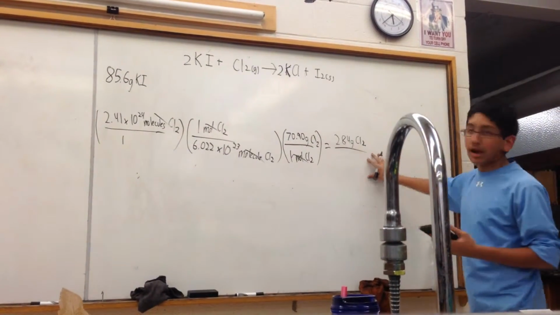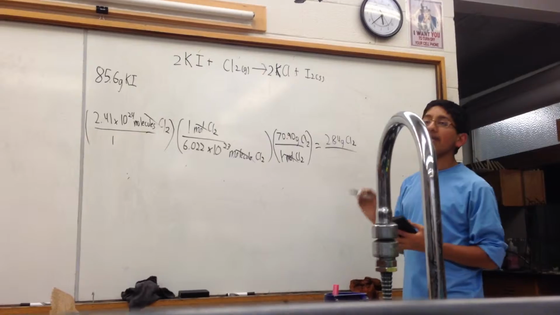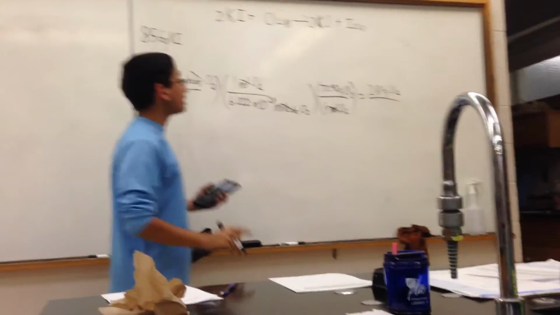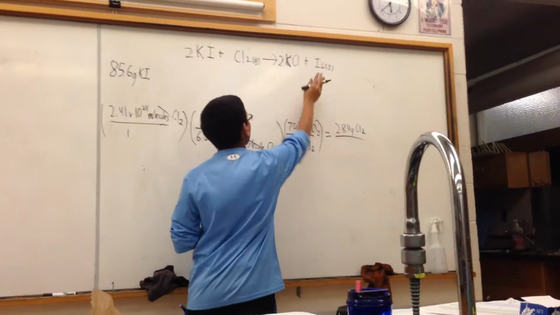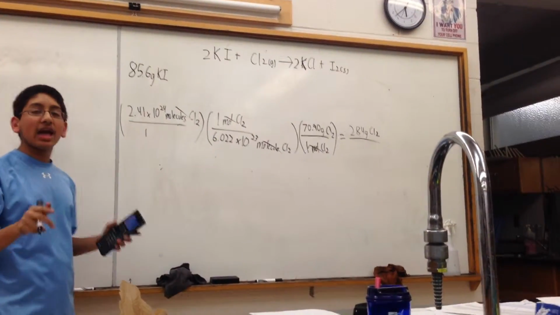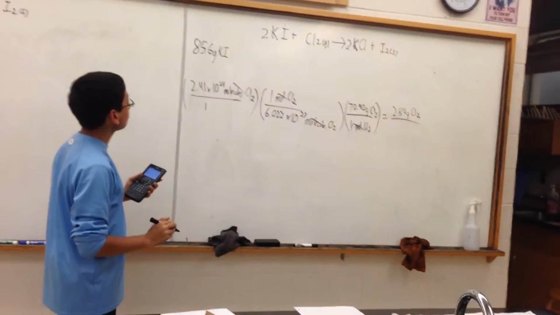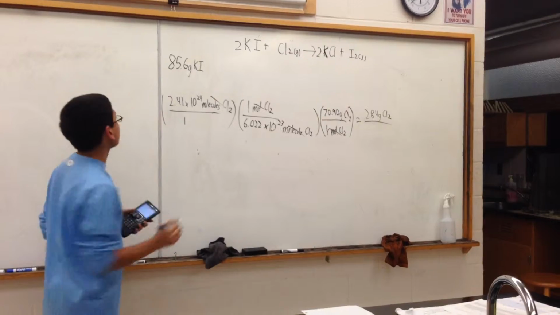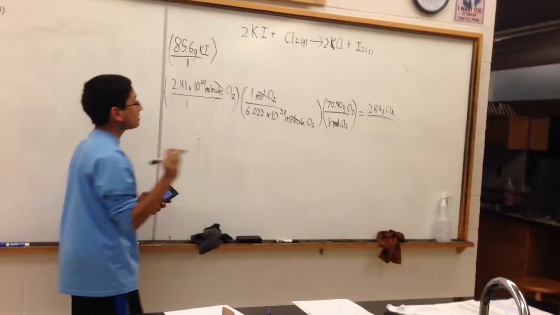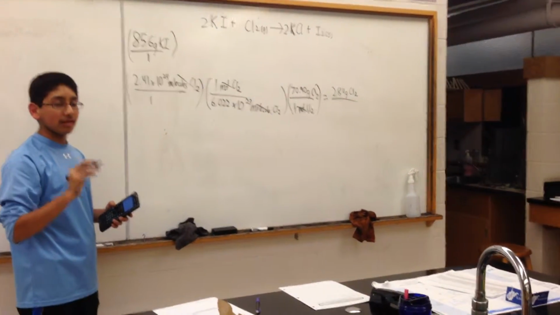Alright, so now that we found our grams of Cl2, we can compare grams to find which one's the limiting reactant. So before we can even think about finding the grams of our product, iodine, we have to first find the limiting reactant. Which reactant will run out first, which therefore stops the reaction. So let's start with potassium iodide. We're going to find how much Cl2 will react with 85.6 grams of potassium iodide.